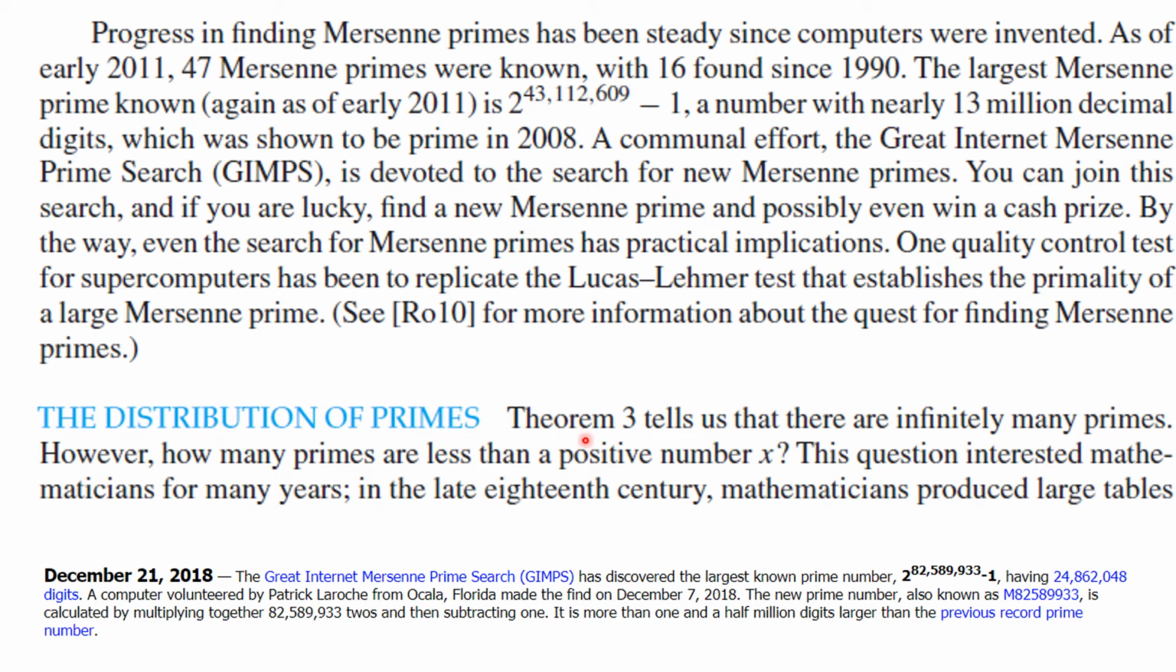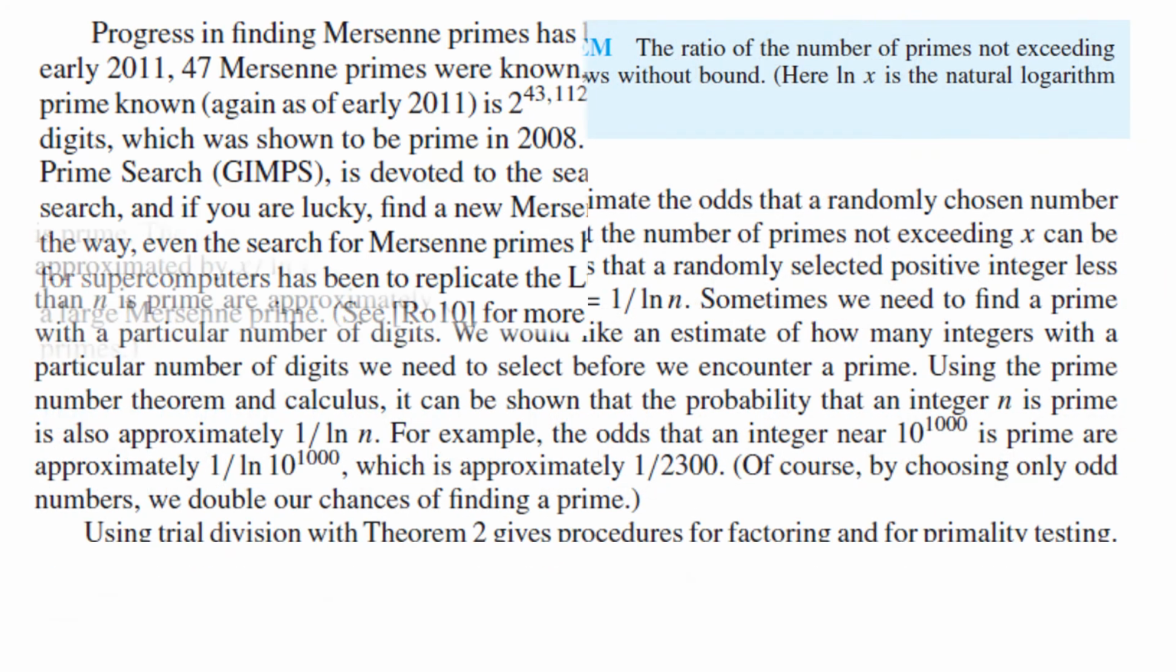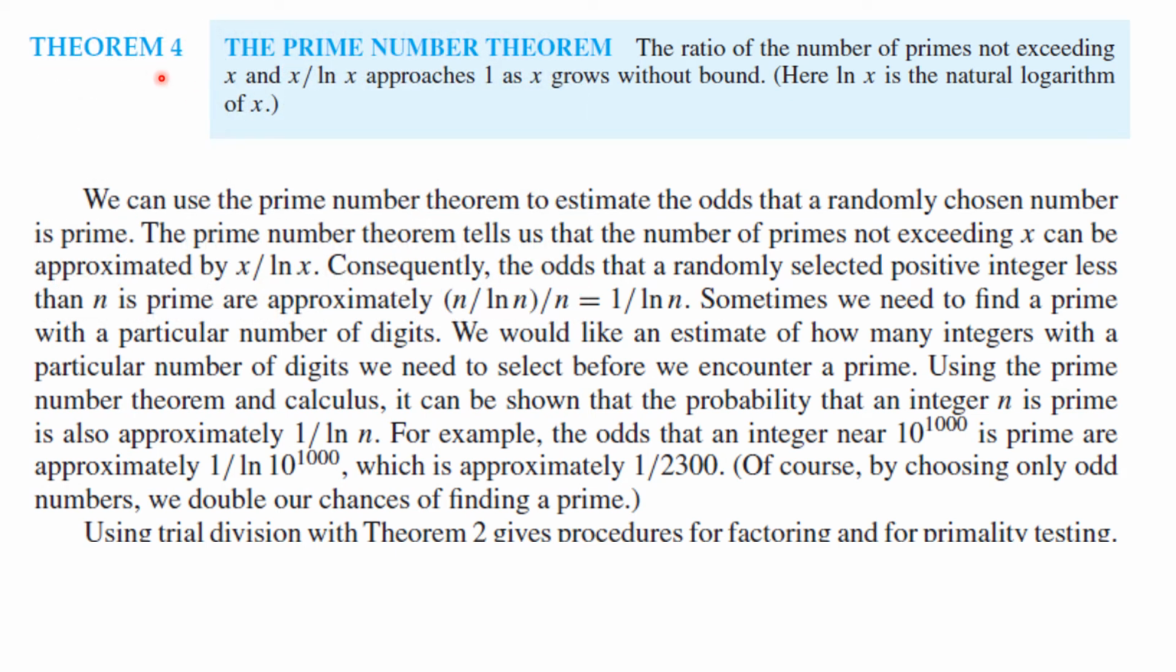Now, the previous theorem tells us there are an infinite number of primes, but how many primes are less than a positive number x? This has interested great mathematicians over the years, and people produced tables and studied them. This is a very complicated theorem, but the proof of this theorem is beyond the scope of this book, but we can certainly quote it. So the prime number theorem states that the ratio of the number of primes not exceeding x and x over ln x, where that's the natural logarithm of x, approaches 1 as x grows without bound.